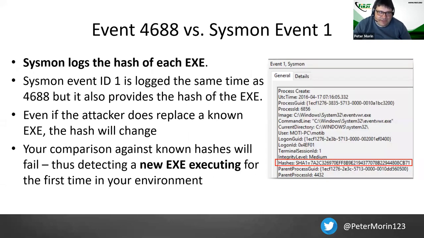Well, that's where this hash comes into place, right? Essentially, Sysmon is going to log the hash of the EXE. So every time an event ID 1 is created at the same time as 4688, it's going to also provide the hash of the EXE. So even if the attacker replaces the known EXE with a bad one, they replace notepad.exe with something else, I'm still going to get a hash, right? So now I'm not comparing just against a name of an EXE, which is a simple thing to obfuscate. I'm now actually looking at it from a hash perspective, right?